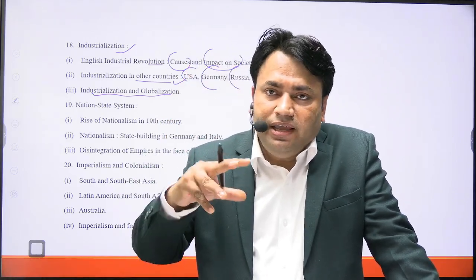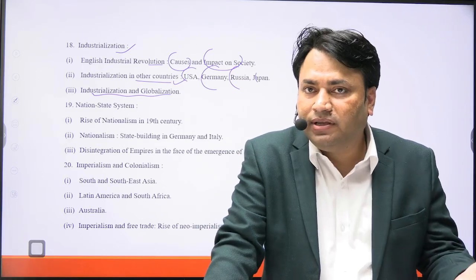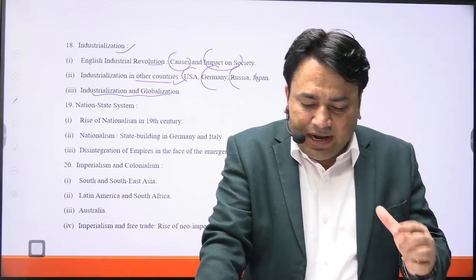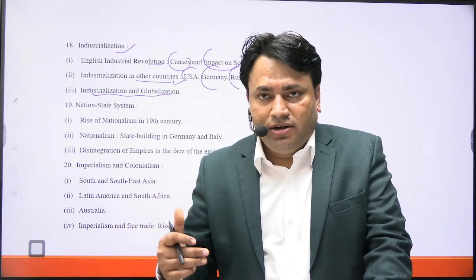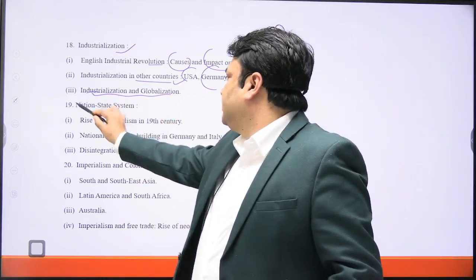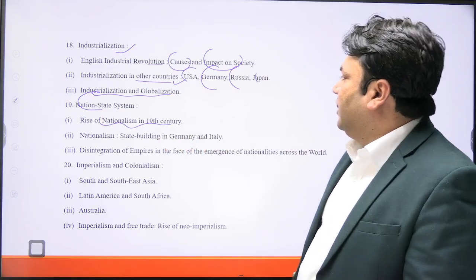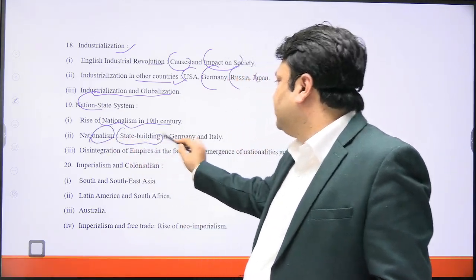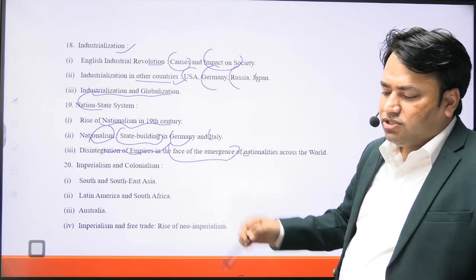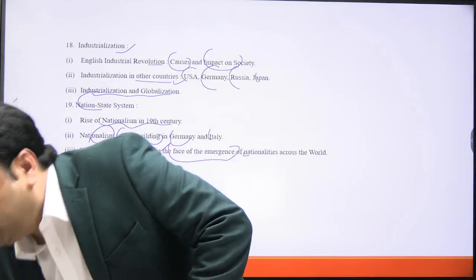Okay, so it is very clear that if we try to understand the global economic system, trade and commerce, globalization, and the scientific and technological progress that was possible in the world, we need to be familiar with the developments of history. Then the nation state system, the rise of nationalism in the 19th century, how nationalism helped in state building in Germany and Italy, and the disintegration of empires in the face of emerging nationalism, this also we need to understand.